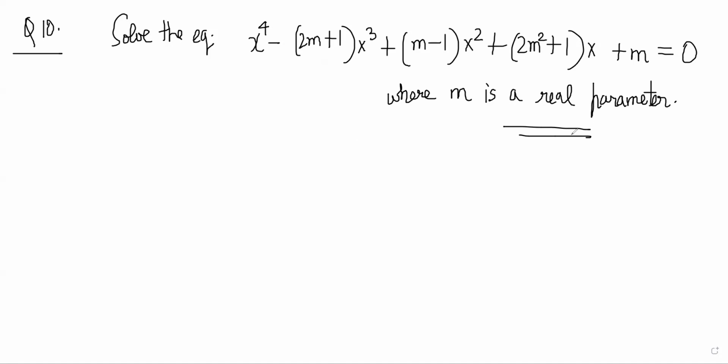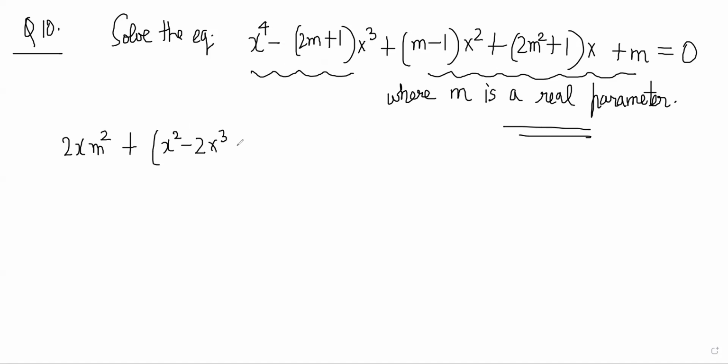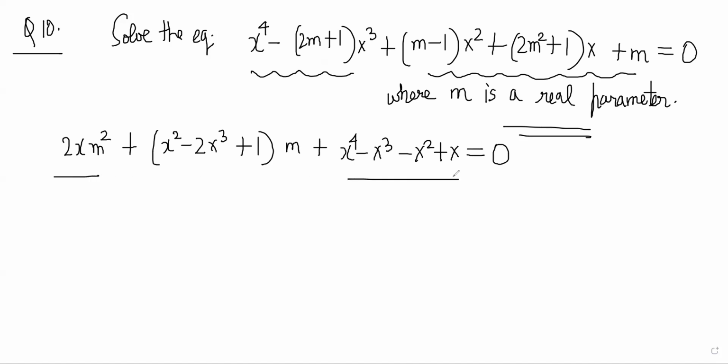So the point is to write this equation as a quadratic in m. Right now it's a fourth degree equation when you take the variable x, but you can think about it and rewrite it in such a way that it can be written like this: 2x m square plus (x square minus 2x cube plus 1) into m plus x to the power 4 minus x cube minus x square plus x is equal to 0.